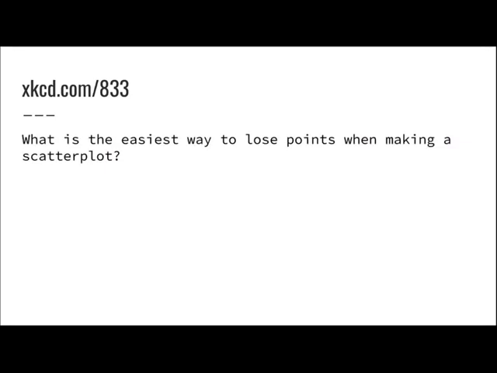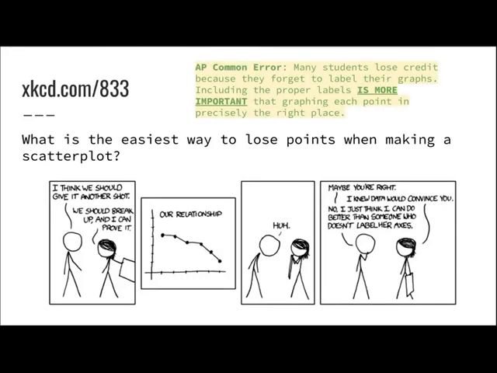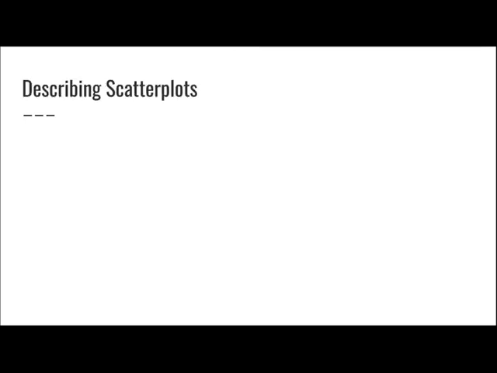What is the easiest way to lose points when making a scatterplot? Hopefully, by reading this comic, you can figure it out. A common error is that students lose credit because they forget to label the graphs. Including the proper labels is more important than graphing each point precisely in the right place.